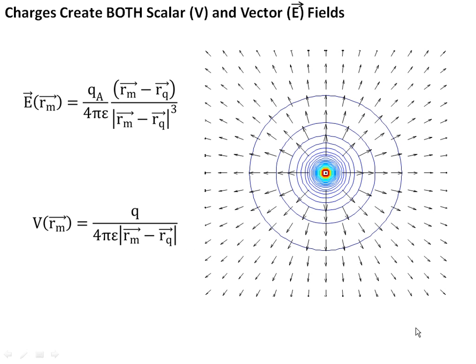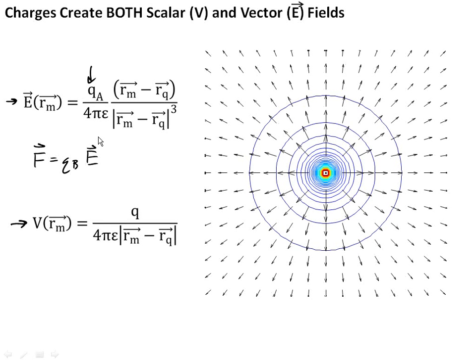So we've learned that charges create both scalar fields, which we call potential here, and vector fields, which we call the electric field, which is the invisible force rays that push on charges. And we know if we have a charge Q sub A creating an electric field, the force on another charge, we'll call it Q sub B, is just equal to the charge times the electric field created by A.